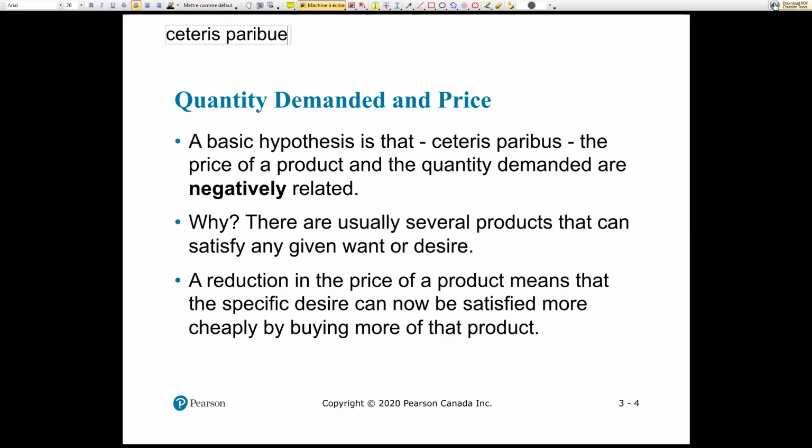Does somebody know what ceteris paribus is? All things equal. Yes, all else.